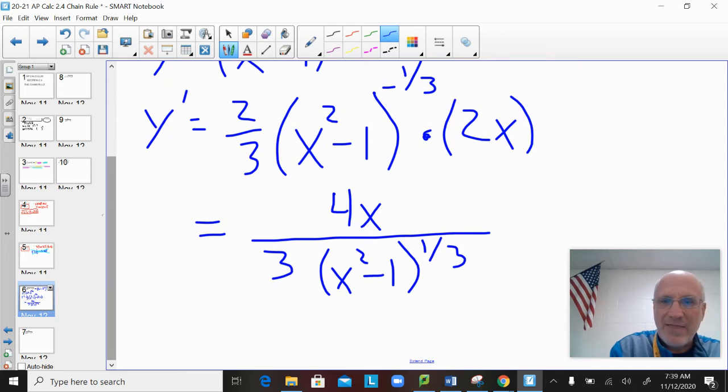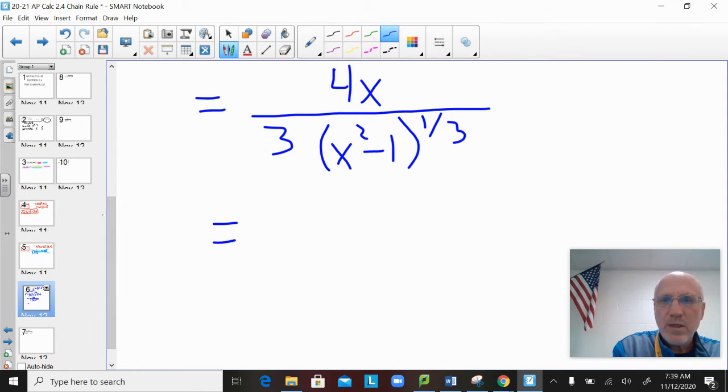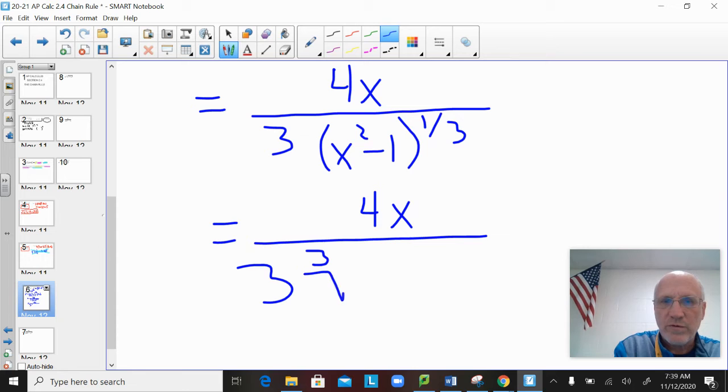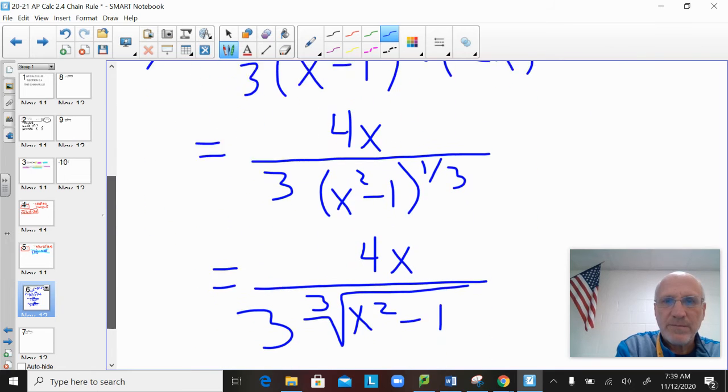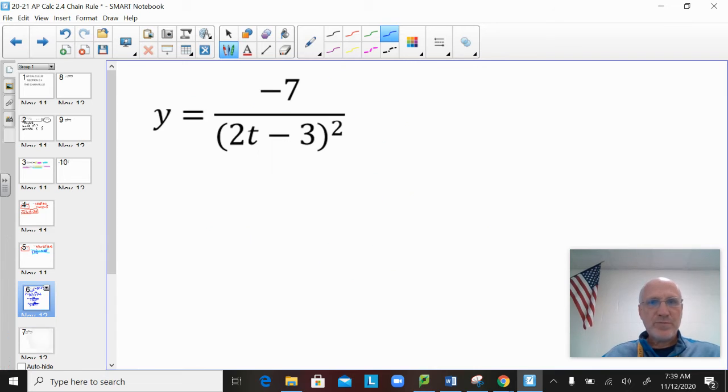And that would be a completely valid place to stop. But since my original problem had it written as a root and not an exponent, I might write it as 3 times the cube root of x squared minus 1. Make sure there's no typos there anywhere. So I think that's probably the form you'd see it in. But again, chain rule. It is the derivative of a composite function. Okay.